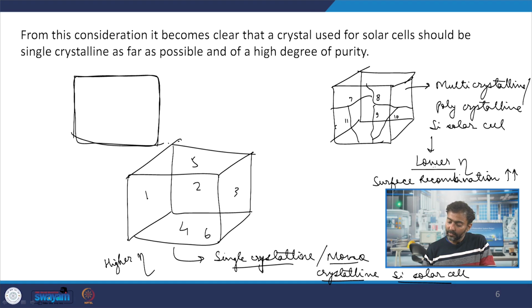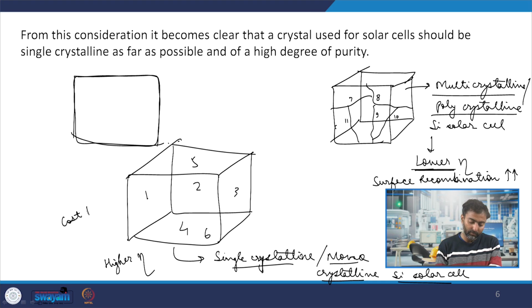In that scenario the efficiency is lowered, and this type of solar cell is known as multi-crystalline or polycrystalline solar cells. The trade-off is that the single crystalline or monocrystalline solar cell will be a little more expensive, so the cost is also somewhat higher. This one is less costly because the manufacturing process is not so rigorous. The checks and balances in the manufacturing process are lesser.